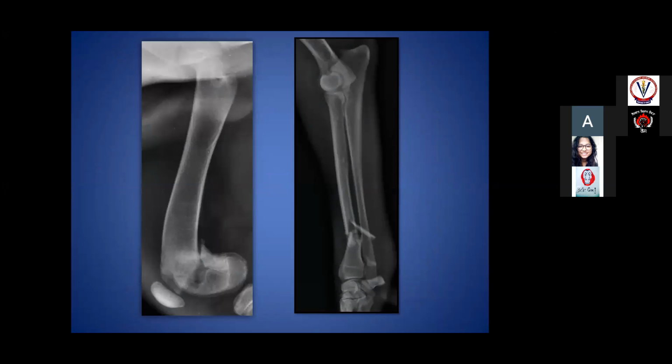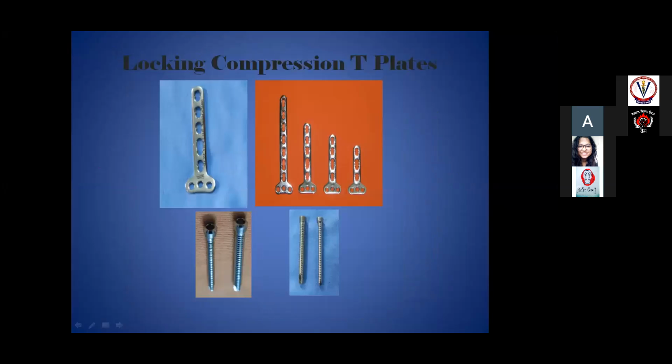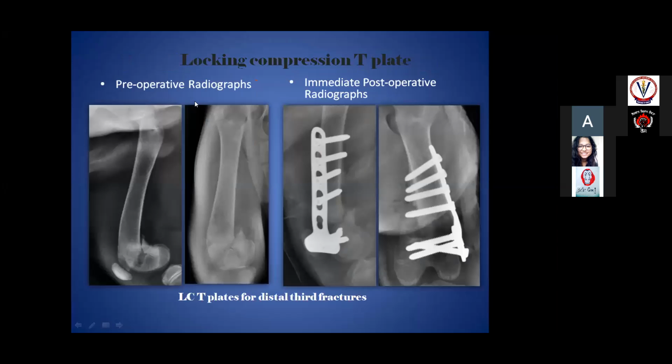And if there are smaller fragments, for example, this is a very small distal fragment, what is the alternative? For that, there are special plates available. We call them locking compression T plates, where there is a T-shaped area of the plate which is used for the distal fragment, and you can lock these screws, and this part is for the shaft of the bone. These are called locking compression T plates.